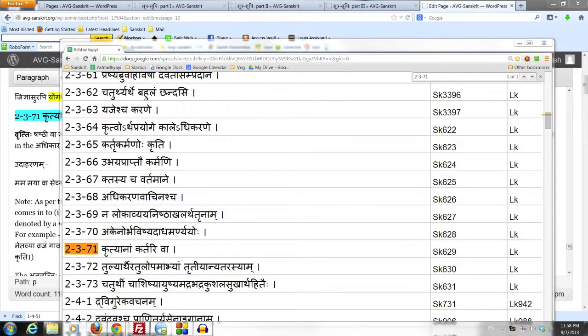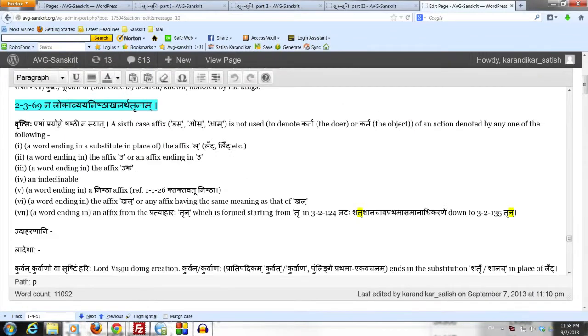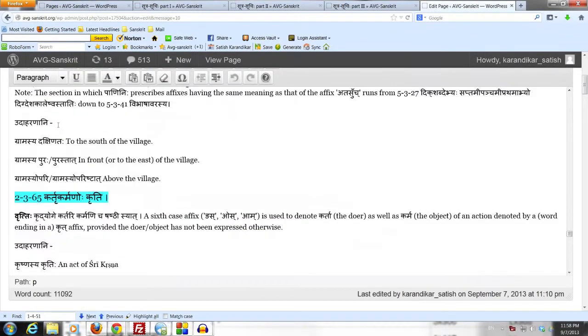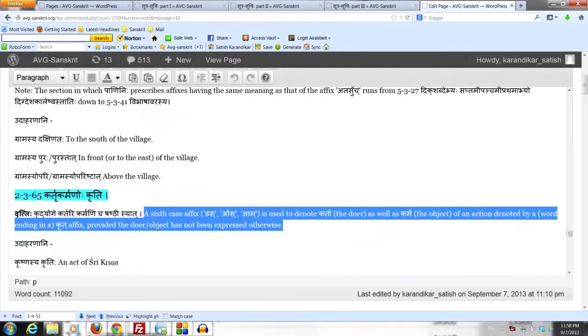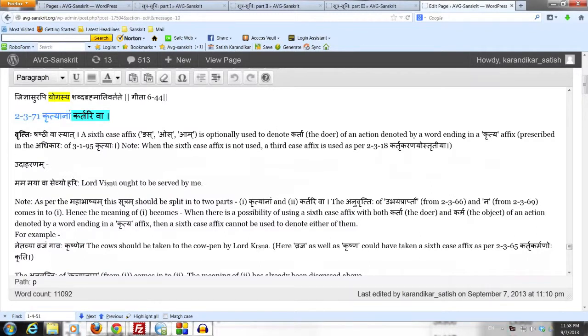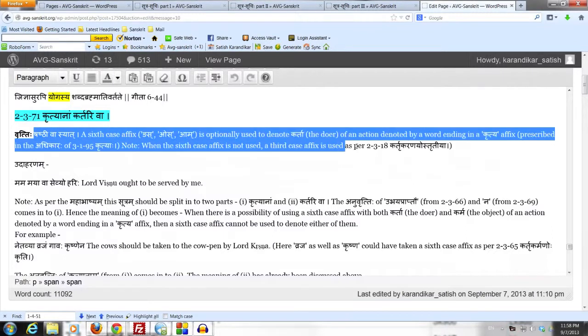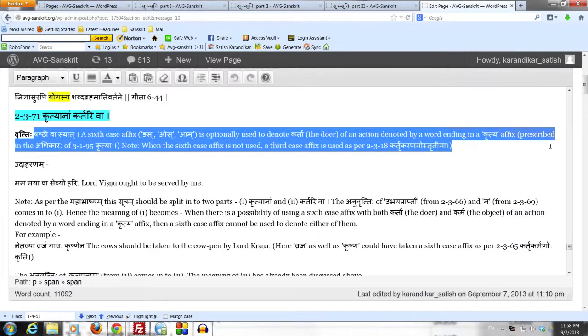Recall that we recently studied the Sutram 2.3.65 Kartri-Karmanoho Kriti, which prescribes a sixth case affix to denote the karta, the doer, as well as karma, the object of an action, denoted by a word ending in a krit affix. Let us now take the Sutram 2.3.71 Krityanang Kartari Va, which prescribes a sixth case affix only optionally, and that too to denote only the doer of the action, denoted by a word ending in a kritya pratyaya.